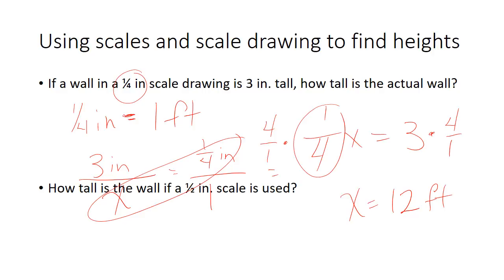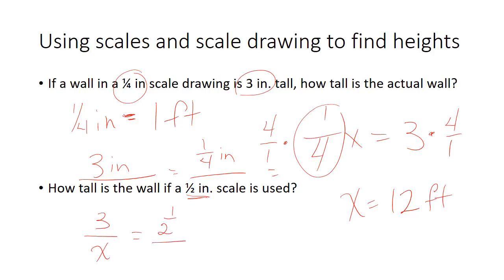So what happens if the wall was using a 1/2 inch scale? Remember, when you're doing that, your 1/2 inch is equal to 1 foot. So I can set up the same way. My scale drawing is 3 inches. I'm looking for the actual size. 1/2 inch is my scale, 1/2 inch to 1 foot. So I can do 1/2 x is equal to 3. Get rid of my half by multiplying by 2 over 1. That's going to be x is equal to 6 feet.